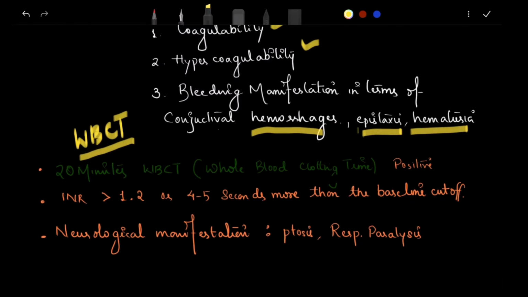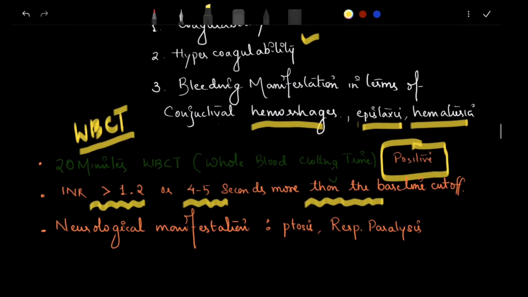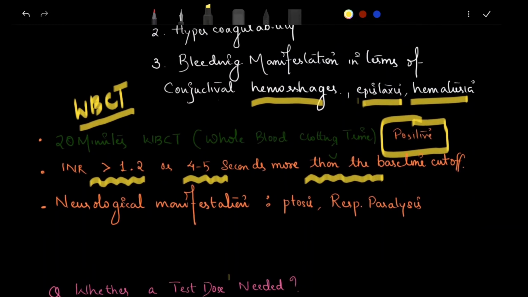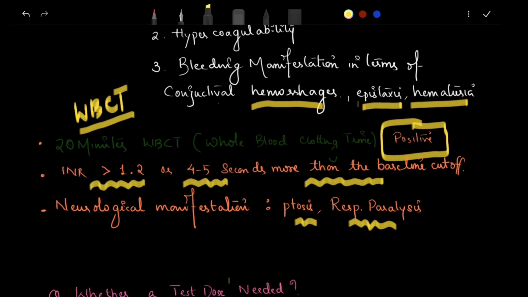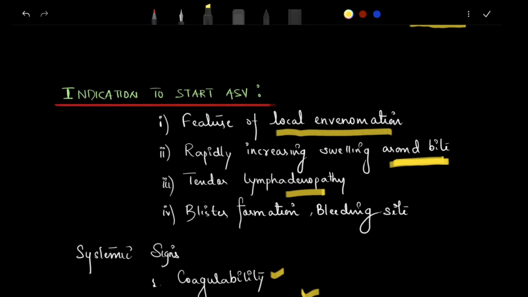Okay, so if the 20-minute whole blood clotting time is positive, or the INR is more than 1.2, or 4 to 5 seconds above the baseline cutoff. And if you see neurological manifestations, like in cobra and krait, such as ptosis and respiratory paralysis, in such cases you just don't wait. It's a decision. You start anti-snake venom. Okay.